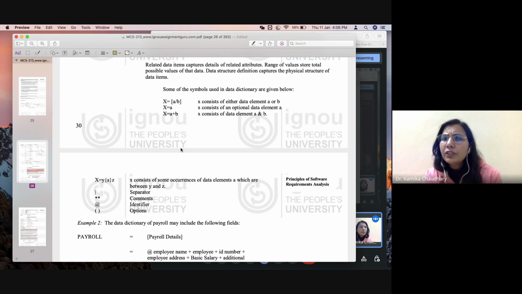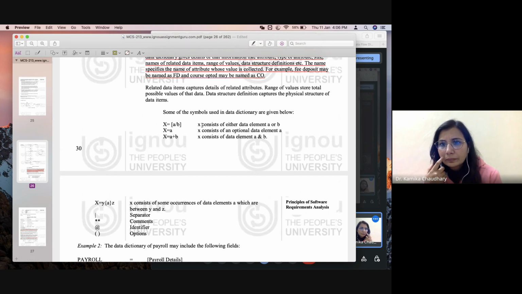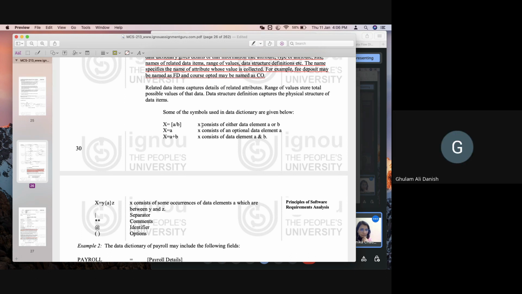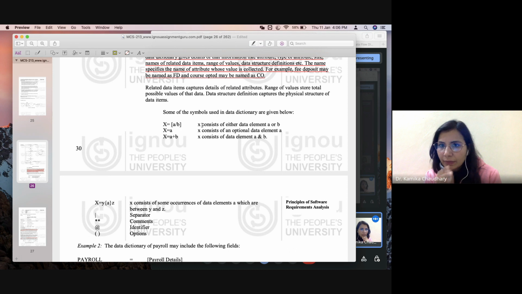In general, we all know about dictionaries. Have you understood this data dictionary? Yes, ma'am. If there is any problem, you can ask me. We can have another example also. For example, we can give the short forms ourselves. Fee deposit can be written as FD, right? Course opted may be written as CO. So whenever I need to check what CO is, I'll just go to the data dictionary and check it. It is very simple.